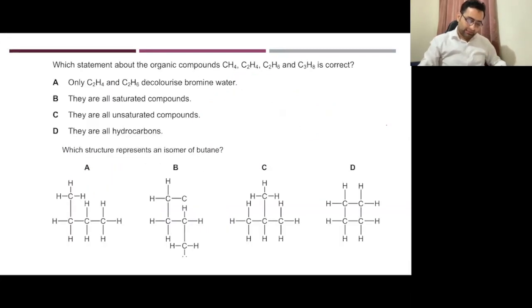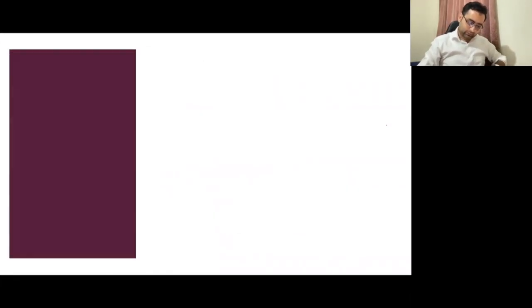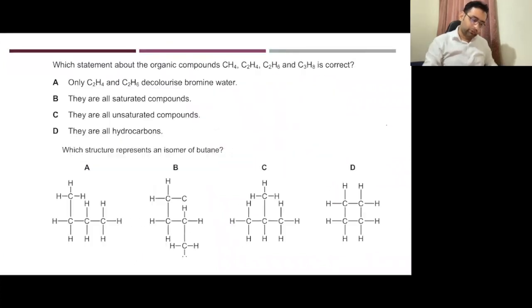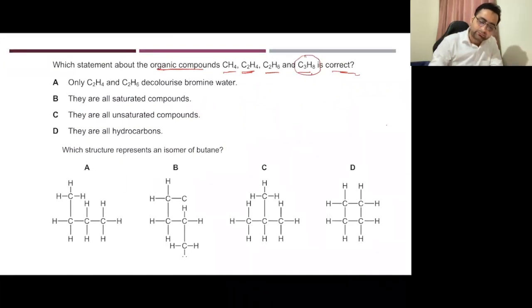Now let's move towards alkene. Now, which statement about the organic compounds CH4, C2H4, C2H6 is correct? Now you can see C3H8, is it alkane or alkene? The hydrogen number is more than double the carbon number, if you double the carbon number and then add 2, so this is an alkane. C2H6, this is also an alkane. C2H4, this is alkene, because the hydrogen number is double the carbon number. CH4 is alkane.